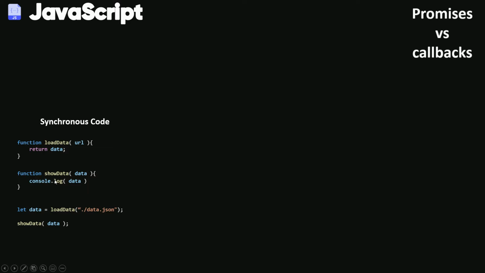The console.log here is actually synchronous code, so this will get executed right away. So synchronous code always gets executed as we expected. Now let's see the asynchronous version of this code.